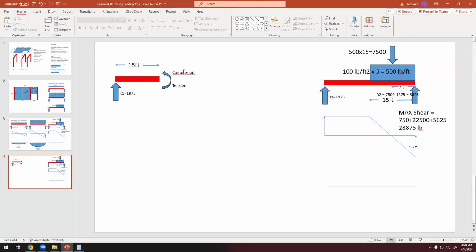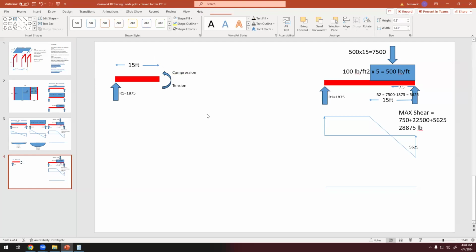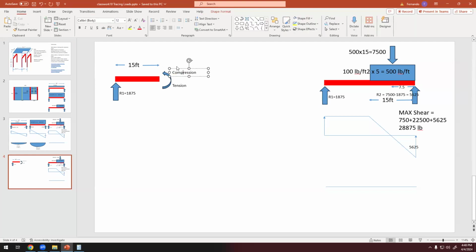Okay, so this is what bending is. Bending is a combination between tension and compression applied at different points of the material. So at the bottom we have tension, at the top of the beam we have compression.